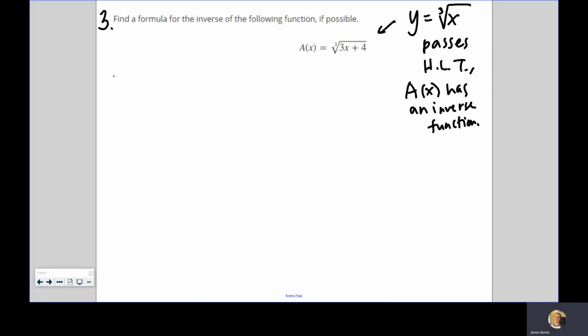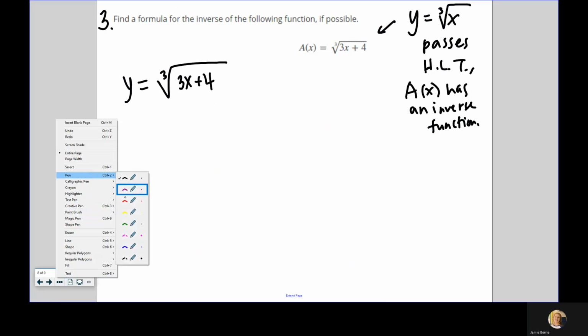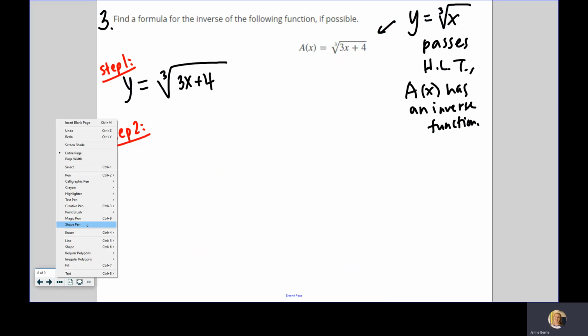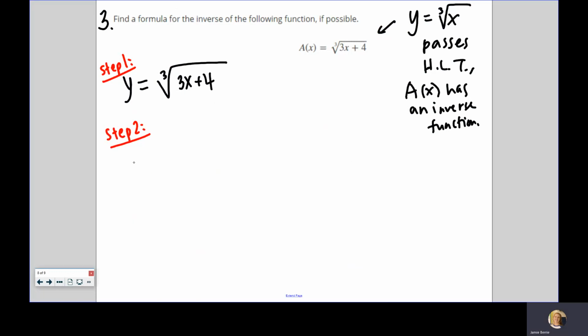All right, so we have step 1. Remember, we're supposed to replace the function notation with y. So we're just replacing a of x with y. So we have y equals the cube root of 3x plus 4. That was step 1. Step 2 is to interchange x and y, or switch x and y. All right, so that y is going to become an x, and x is going to become y.